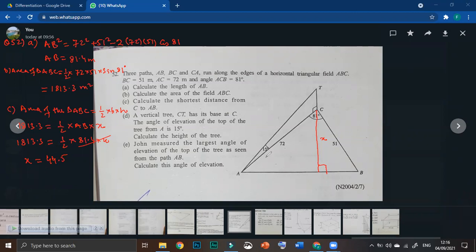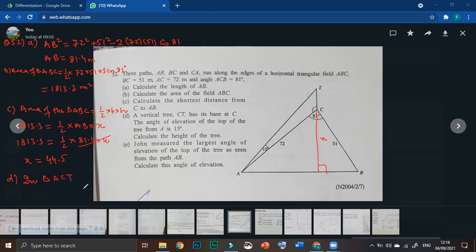Now part D is a vertical tree. A vertical tree CT has its base at C. The angle of elevation of the top of the tree from A is 15 degrees. Calculate the height of the tree. Which triangle will we use to find out the height of the tree? A, C and T. ACT.